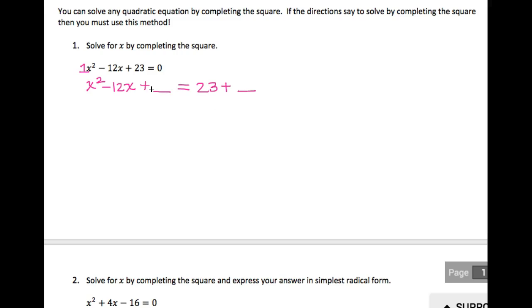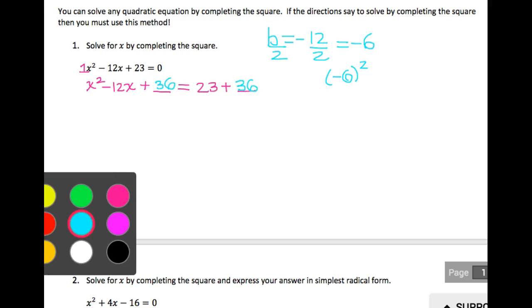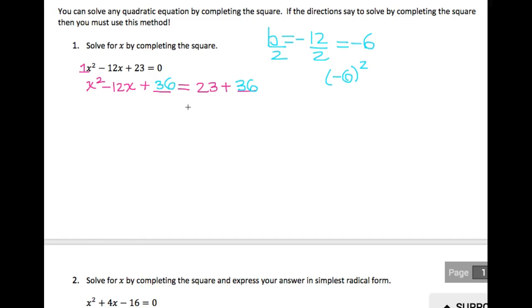The value that gets added here is going to force this left-hand side to be a perfect square trinomial. So in order to figure out what that value is, I have to take my b value, which is negative 12, and cut it in half, so you put it over 2. That's negative 6, and then you square that number. So this is going to be 36. If I add it to one side, I've got to add it to the other. Okay, so on the right-hand side, I'm going to add my values together.